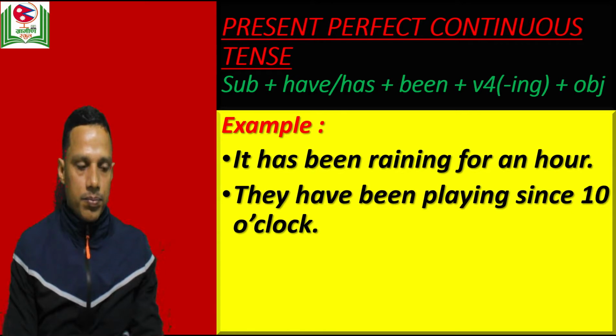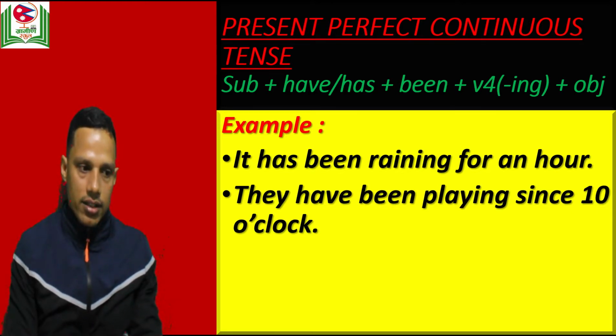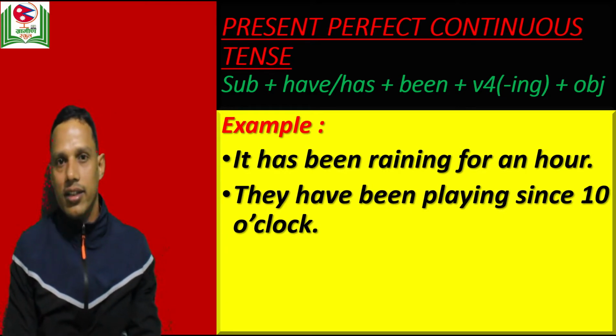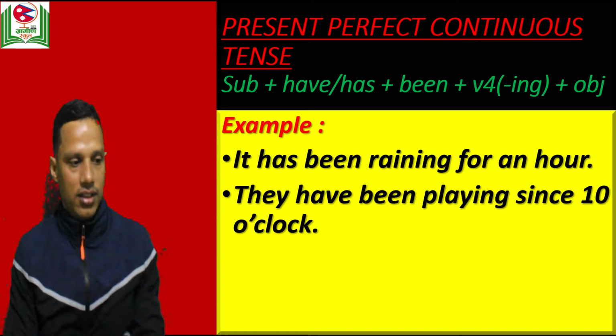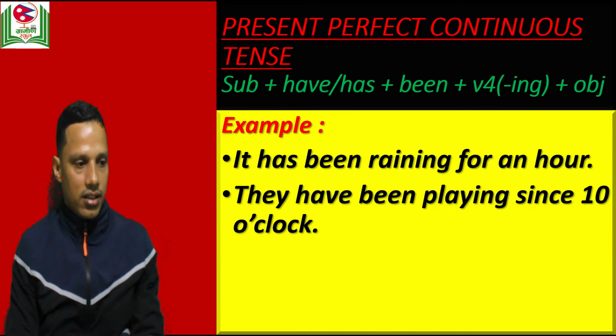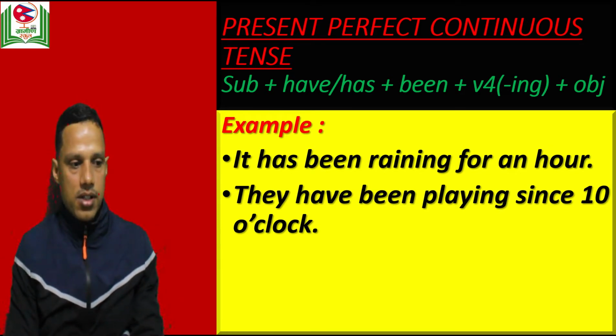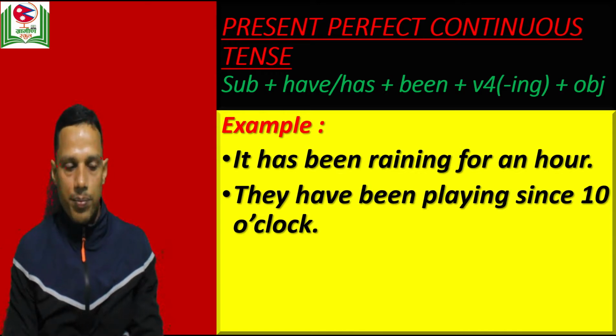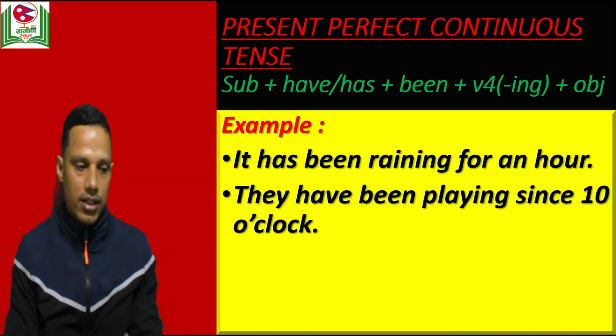Okay, present perfect continuous tense, right? This is the last category under present tense. Can you please tell me the structure for this? Yes, we have the structure: subject plus has or have plus been plus verb with ing form plus object.